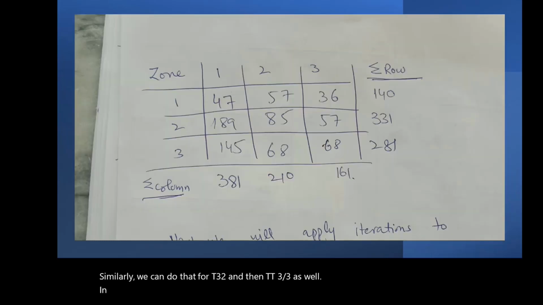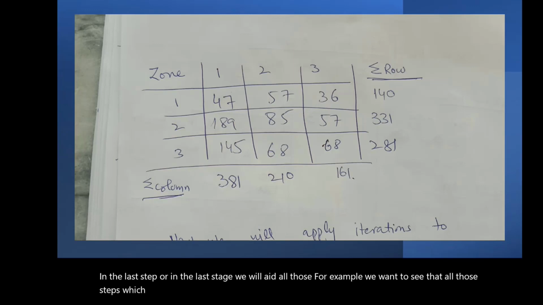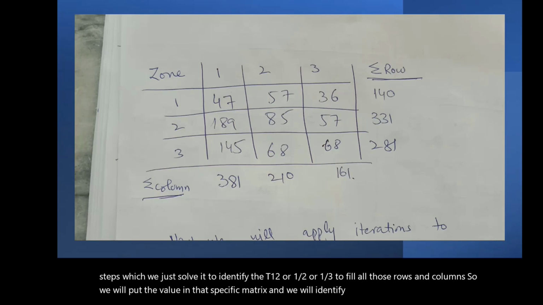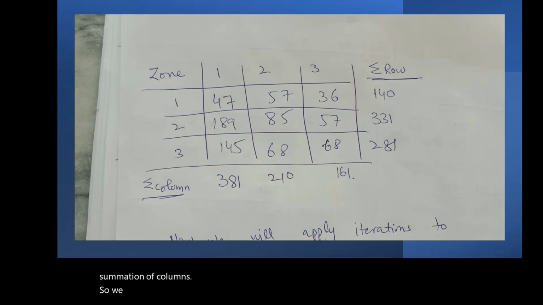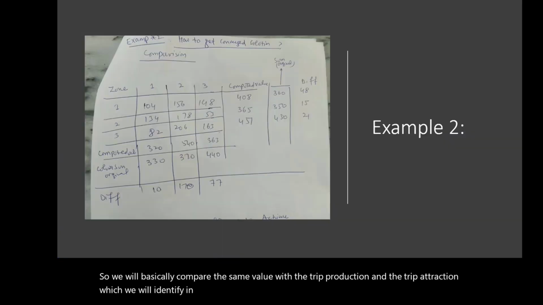In the last stage, we will add all those. For example, all those steps which we just solved to identify T11, T12, or T13, to fill all those rows and columns. So we will put the values in that specific matrix, and we will identify the summation of rows along with the summation of columns. So we will compare the same values with the trip production and the trip attraction, which we will identify in the next example.